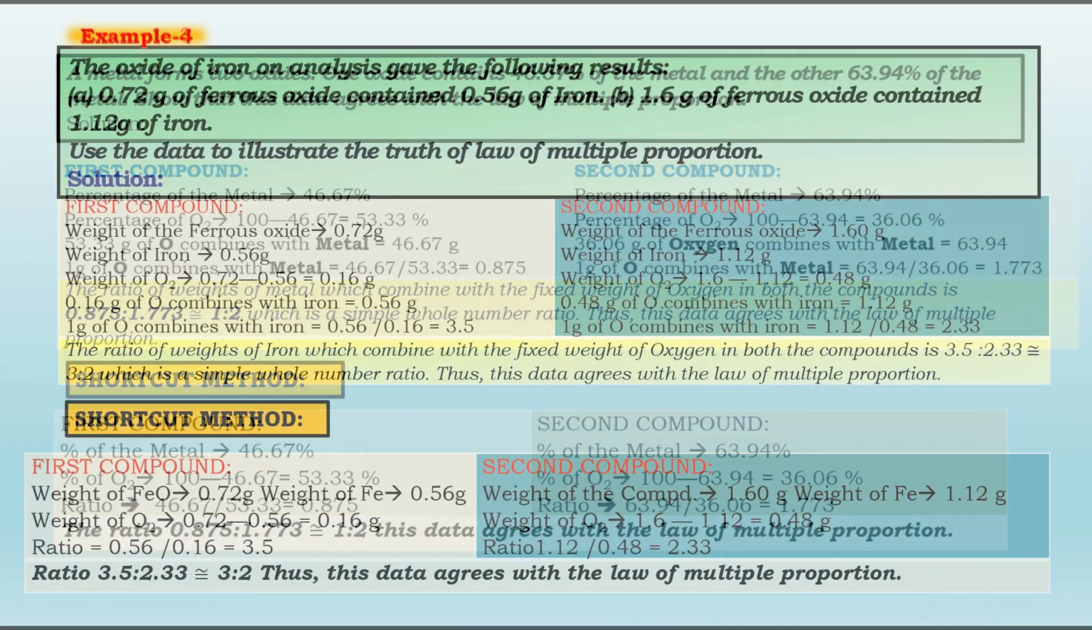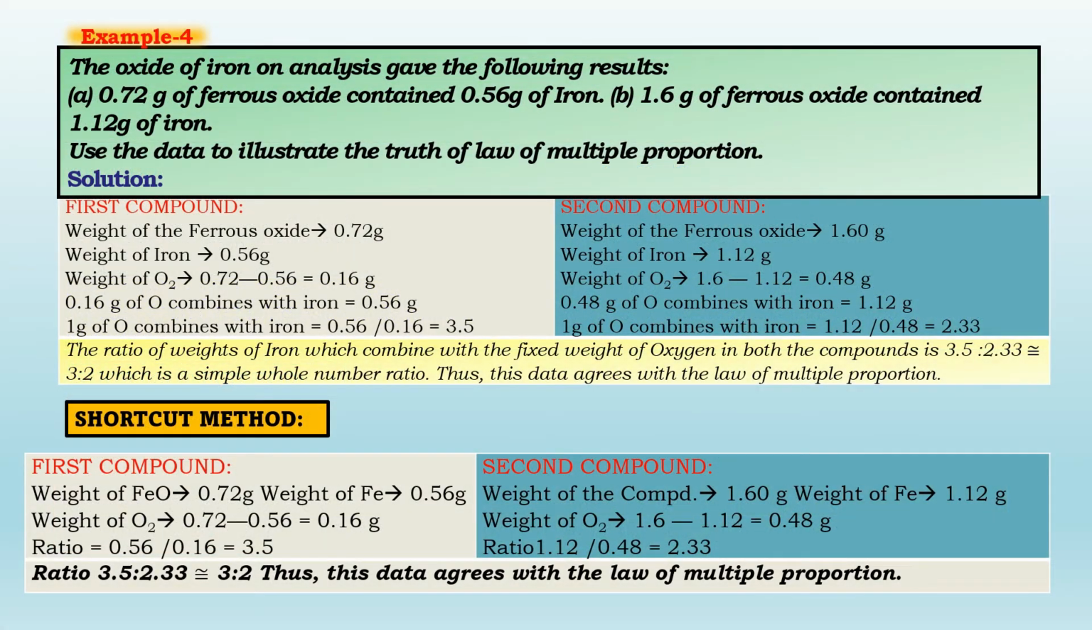proportion. Example 4. The oxide of iron on analysis gave the following results. A, 0.72 gram of ferrous oxide contained 0.56 gram of iron. B, 1.6 gram of ferrous oxide contained 1.12 gram of iron. Use the data to illustrate the truth of law of multiple proportion.